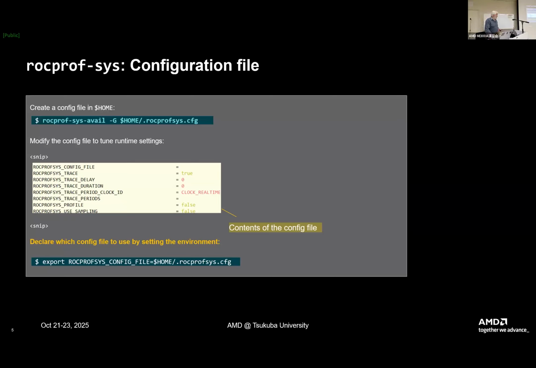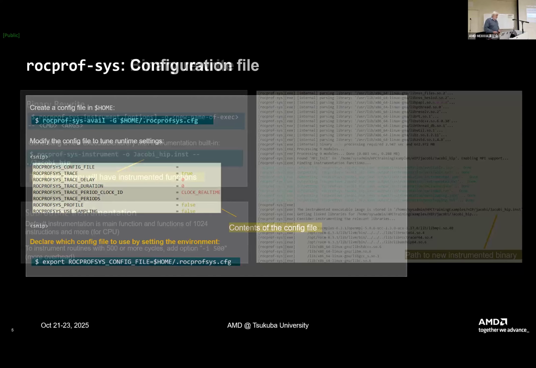Okay, so first, you may want to try that. So if you're on AAC6, go ahead and do a module load of the ROCm and just do this rocprof-sys-avail and look at all the different configuration options that you have available. So that's the first step.